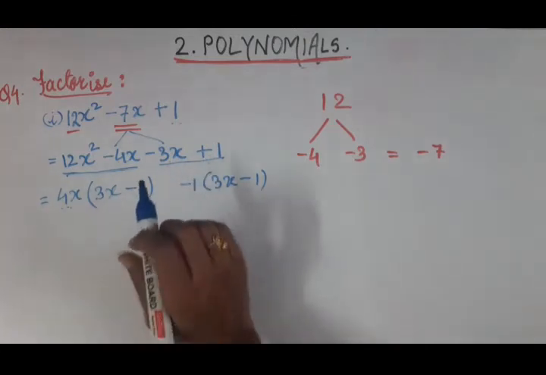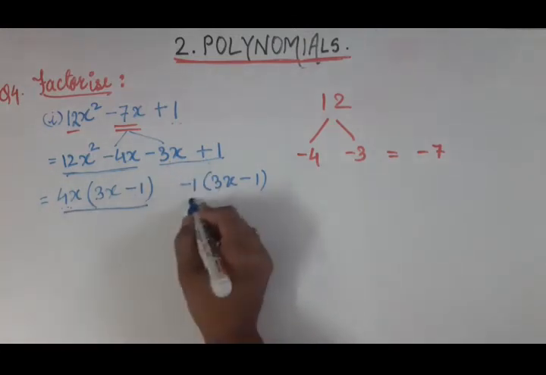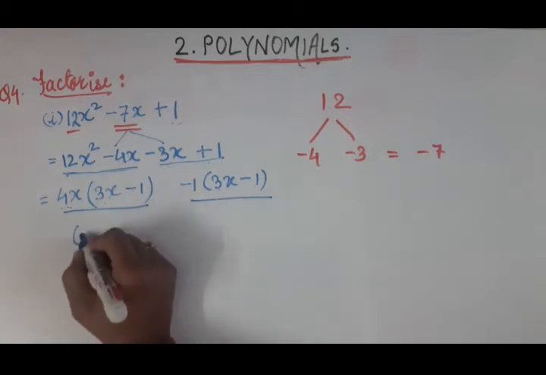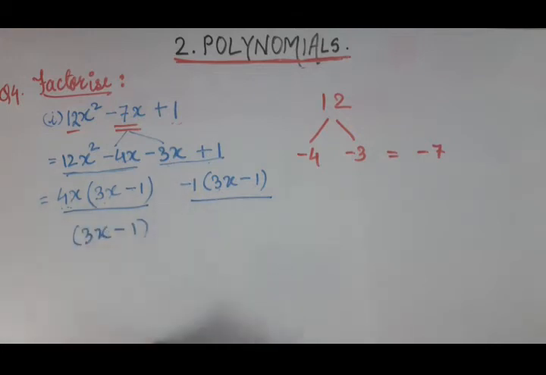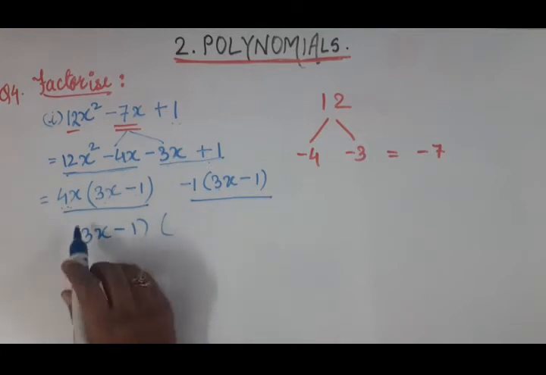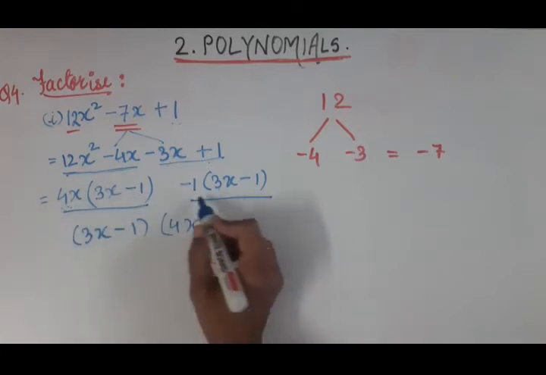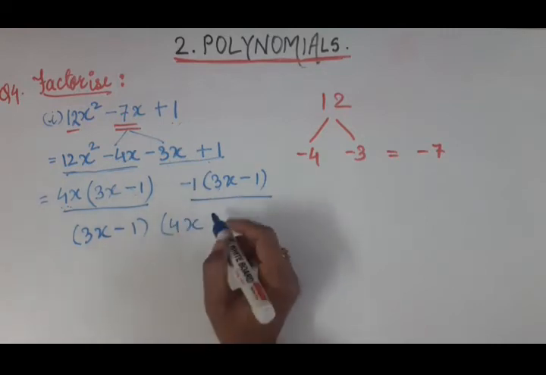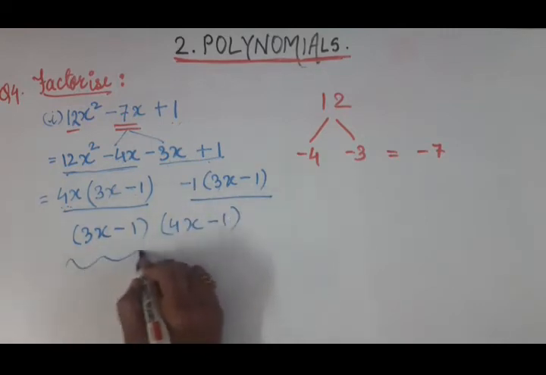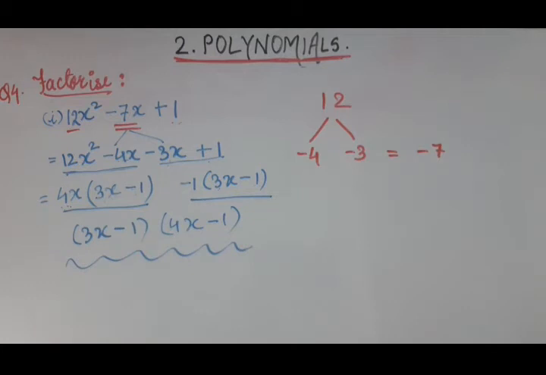Now from these two terms, what is common? The bracket is common. So if I take the bracket 3x minus 1 common, what remains is 4x. And from this term, if I take the bracket common, what remains is minus 1. So these are the two factors of the given quadratic polynomial, and we have found these factors using the splitting middle term method. Okay. So this was splitting middle term.